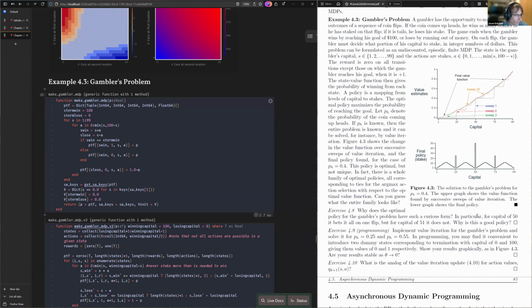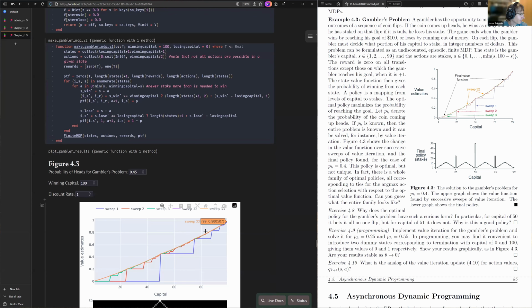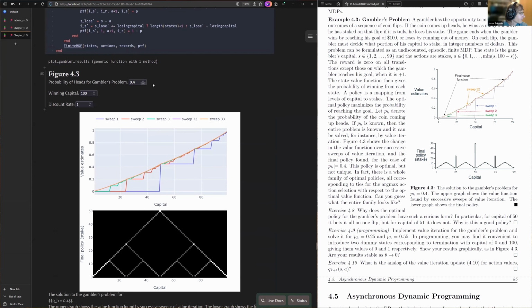Well, anyway, the next exercise is to implement this with value iteration and actually solve it for different coin flip probabilities. Here I'm going to show the answer for 0.4. We already saw this, right? This is the value function. These are the sweeps. Oh, and actually, here I'll make this 0.4. So this is the optimal policy for 0.4.